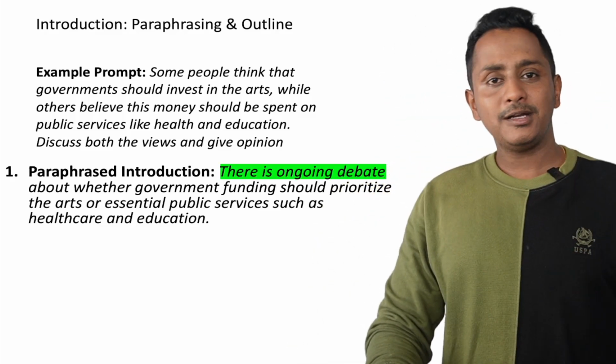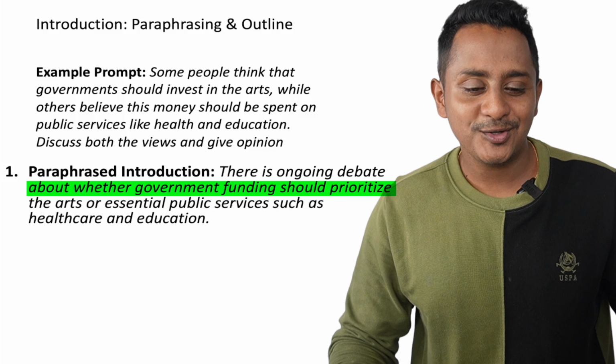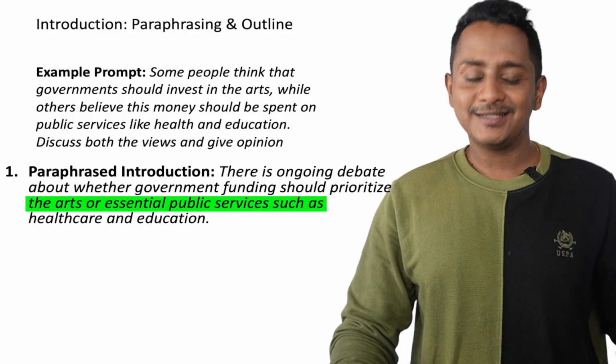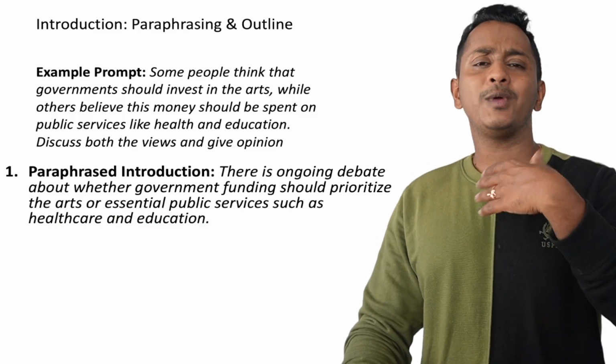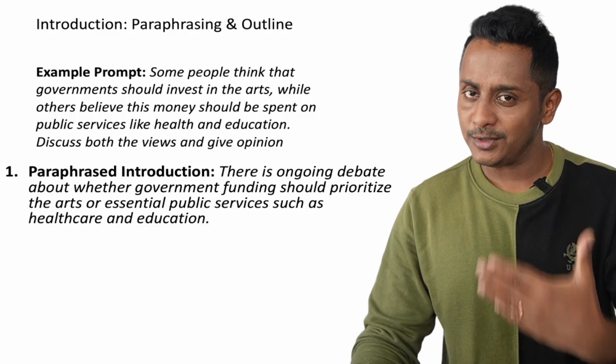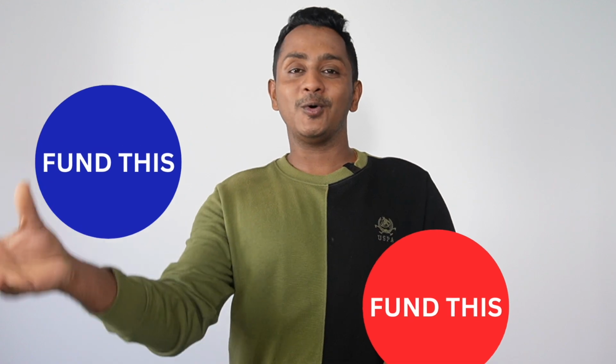There's an ongoing debate about whether government funding should prioritize the arts or essential public services such as healthcare and education. You can write the way you want it. I've already explained to you the technique of paraphrasing. This is also one of the ways you can start. There's an ongoing debate about whether government should prioritize funding towards this or over this. That's the first paraphrasing statement.